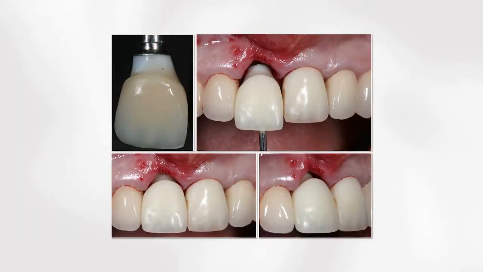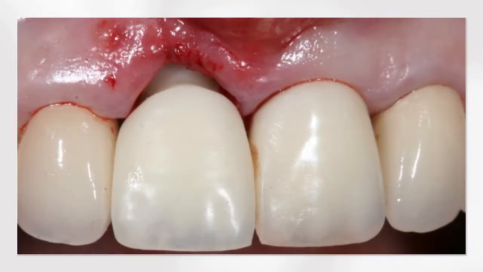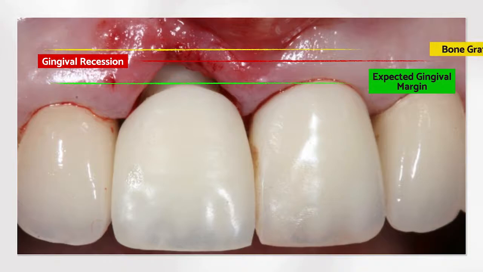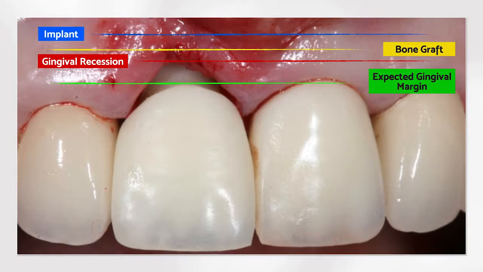And we installed this provisional restoration over the implant with ideal emergence profile. Let's pay attention to this picture. This is the expected gingival margin position. Here you can see the gingival recession. The bone graft was placed half millimeter below gingival margin, and the implant was placed 1.5 millimeters in the apical direction.